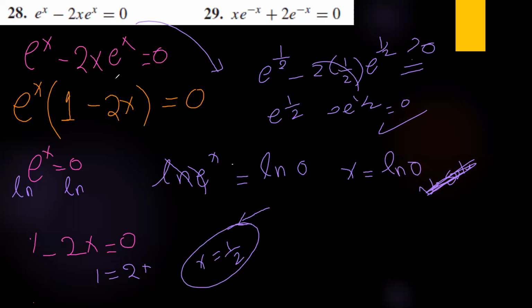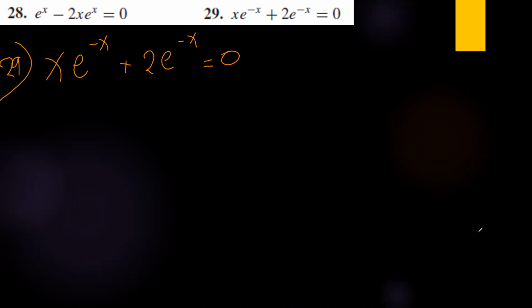Okay. Now let's solve number 29. Here we have x e to the power negative x plus 2 e to the power negative x equals 0. The same steps here. Take e to the power negative x as a common factor. When we take it, we have x plus 2.